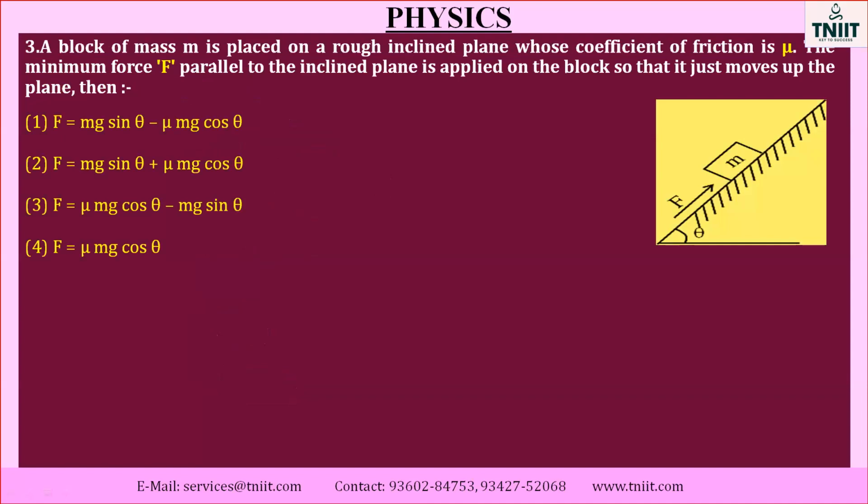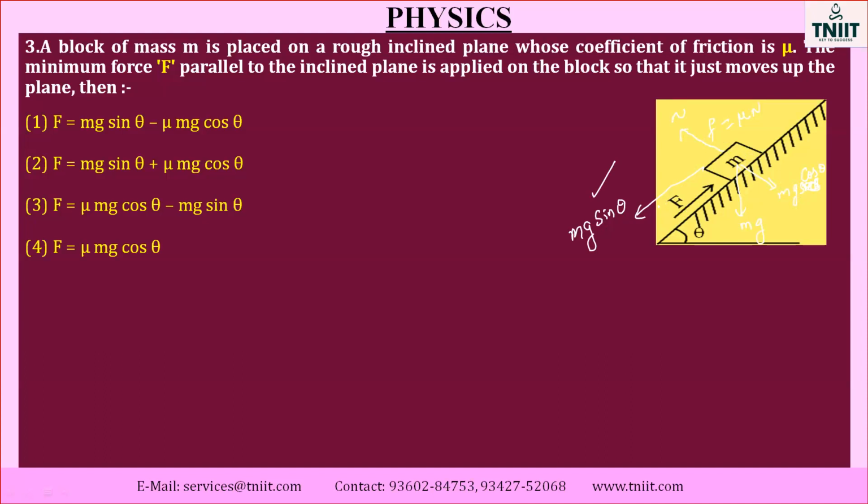Look at this. In this block, actually the block will try to move downward. With what force? If the angle is theta, it will be mg sin theta. But in addition to that, there will be an opposing force. That opposing force is called the frictional force, which is given by mu into N, where the normal reaction is going to be balanced with mg cos theta. If you split that mg into two components, one will be mg sin theta, the other one will be mg cos theta. You know that the downward force is mg. Along the plane, it is mg sin theta and mg cos theta.